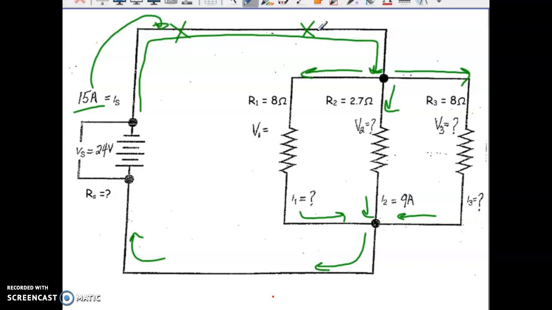Okay, so let's figure this out. Let's do voltage first since that's the easiest one when we're looking at parallel. So we have 24 volts. Every line that is traveled on only has one load. So that means that each of these is also 24 volts. Right? 24 volts, 24 volts. The other thing we have to consider now is current. So the total current is 15 amps, and we know that one of them is 9 amps.